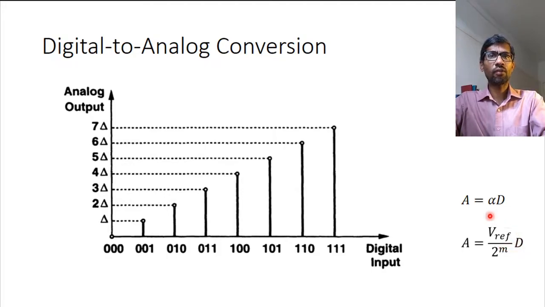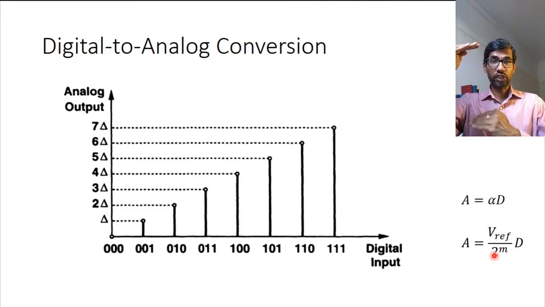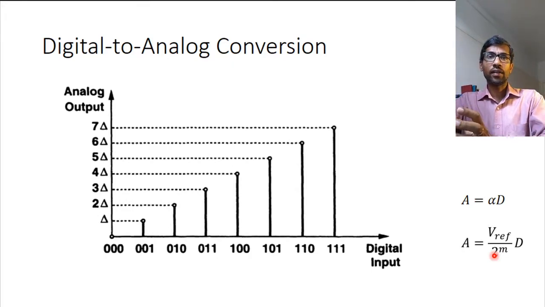So this constant is basically the whole range of your digital to analog converter divided by the number of levels. This is also one way of representing the constant that we multiply the digital code with. That kind of represents the transition from the digital to analog values.